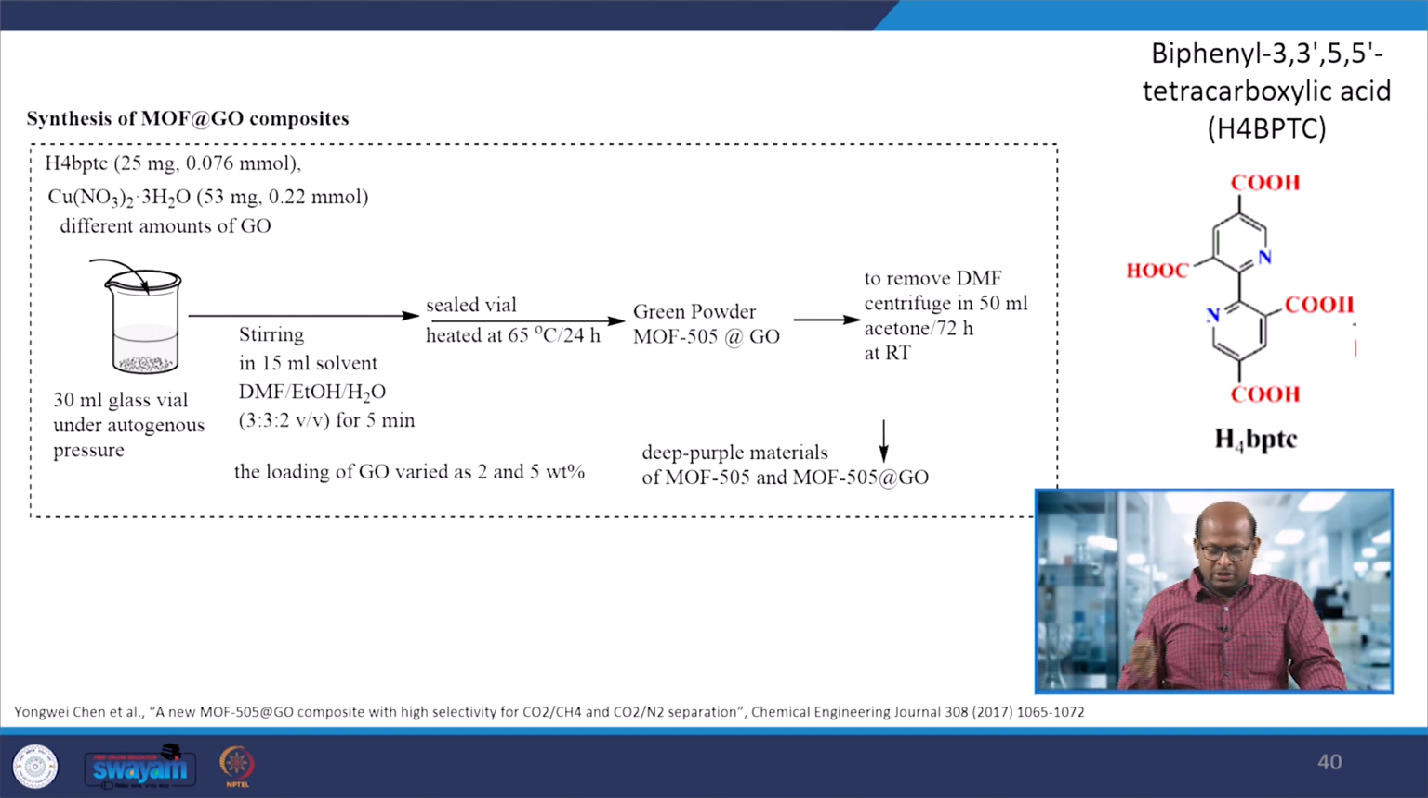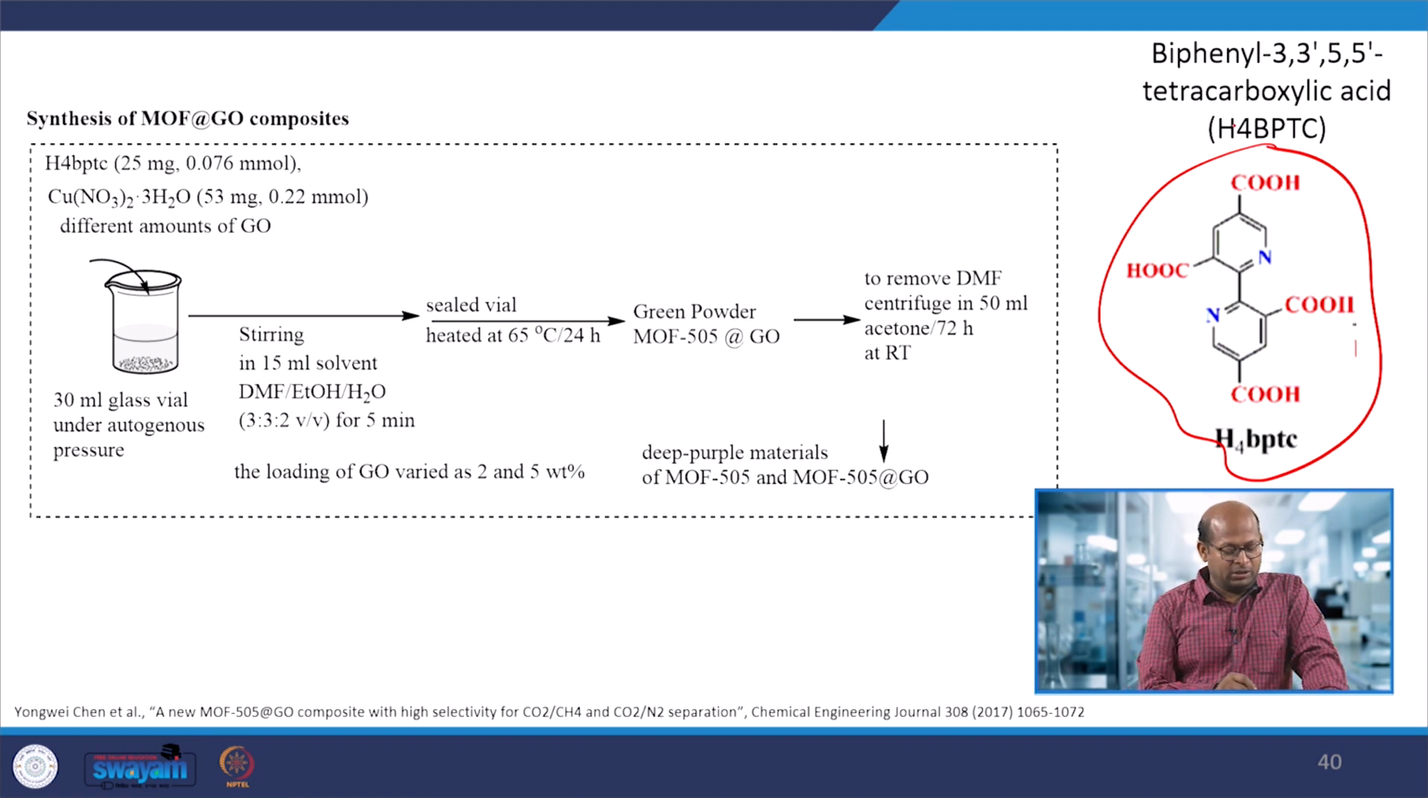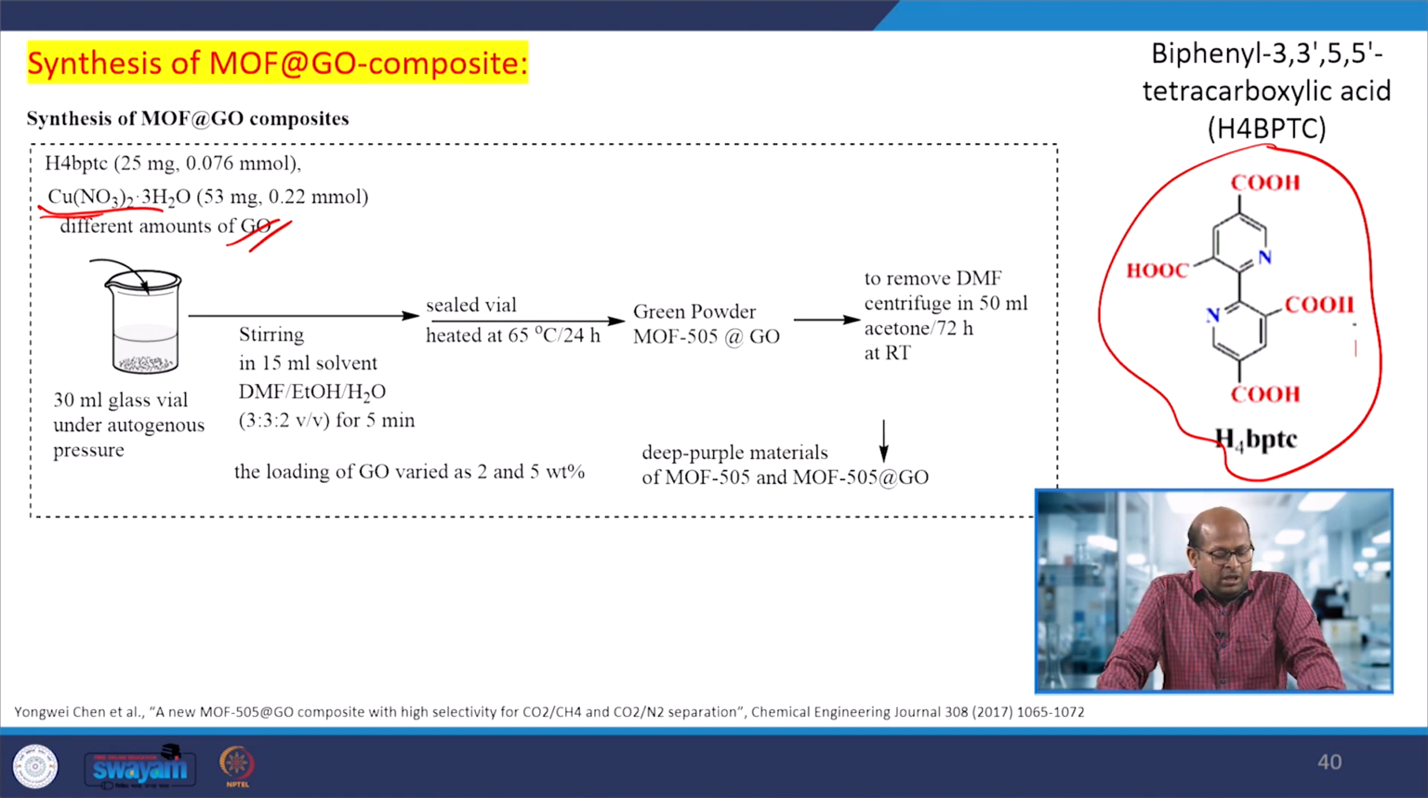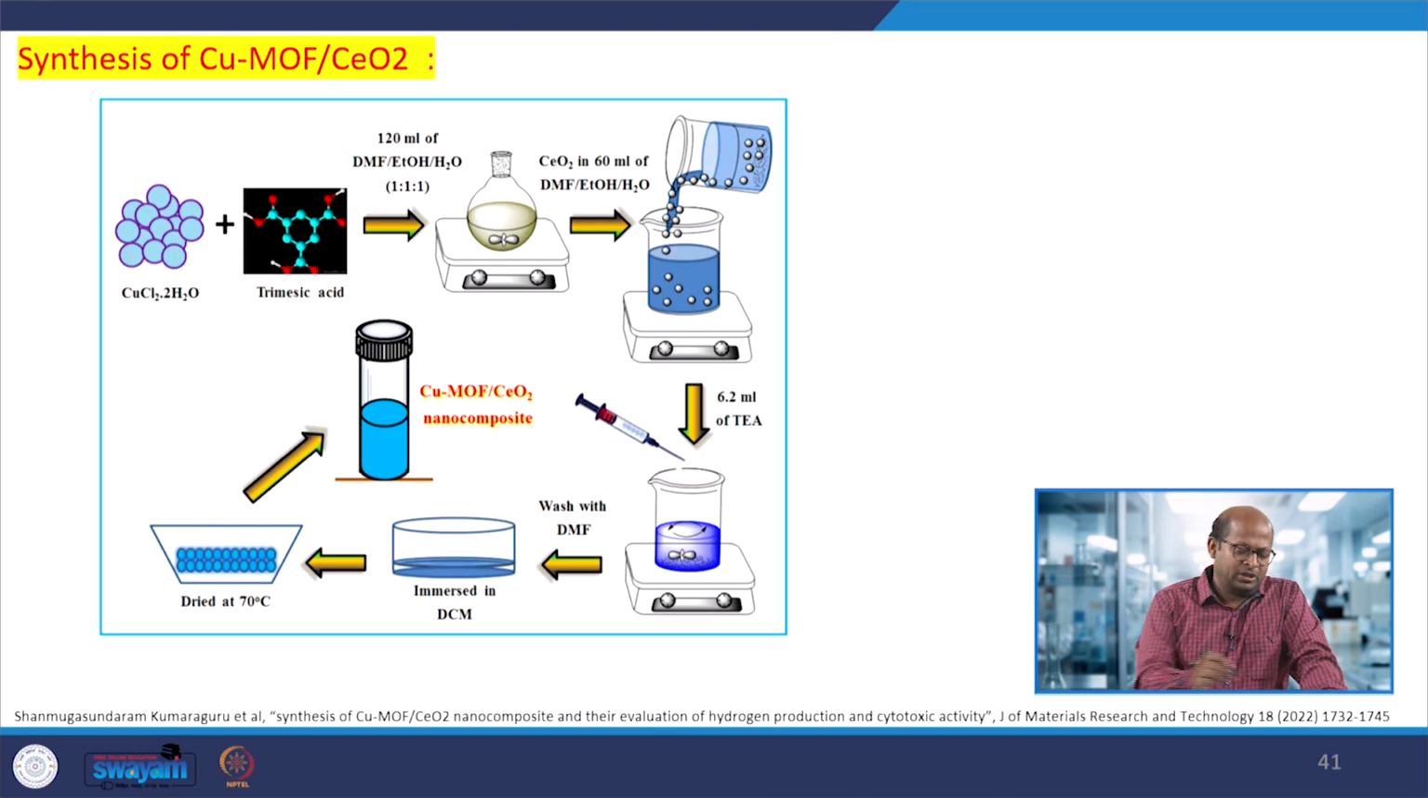So here is the linker, the organic linker we can use, and here copper nitrate was used as the metal precursor, and the amount of graphene oxide we can change, with different amounts depending upon the materials we want to prepare. So here is a copper MOF with which CeO2 was impregnated. CeO2 is the nanomaterial.